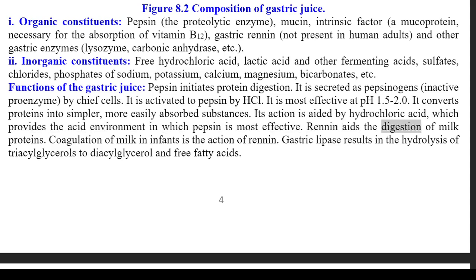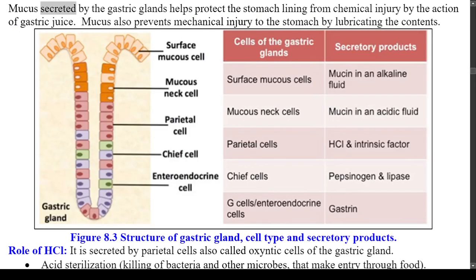Renin aids the digestion of milk proteins. Coagulation of milk in infants is the action of renin. Gastric lipase results in the hydrolysis of triacylglycerols to diacylglycerol and free fatty acids. Mucus secreted by the gastric glands helps protect the stomach lining from chemical injury by the action of gastric juice. Mucus also prevents mechanical injury to the stomach by lubricating the contents. Figure 8.3: Structure of gastric gland, cell type, and secretory products.